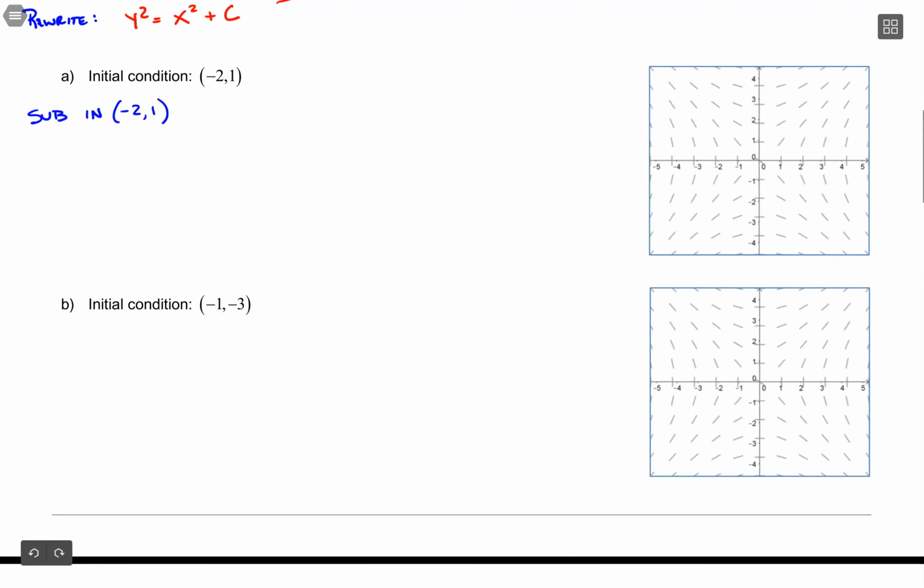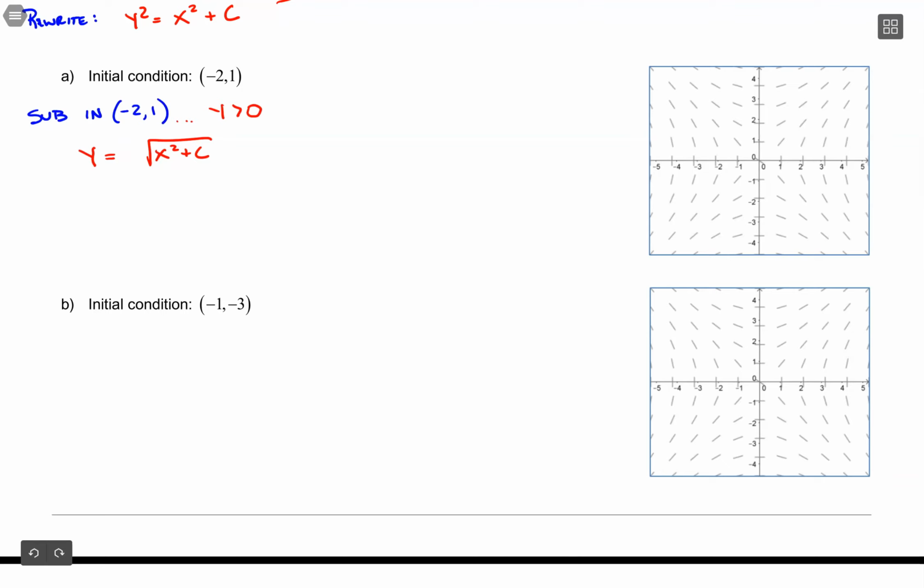So we're going to substitute in the x value of -2, y value of +1. Just note here, if y equals 1, that means y is greater than 0. So we're going to need to keep that in mind when we select the sign of our particular solution. So again, we had y equals either the positive or negative square root of x squared plus c. Well, since y is greater than 0, we are going to select the positive square root.